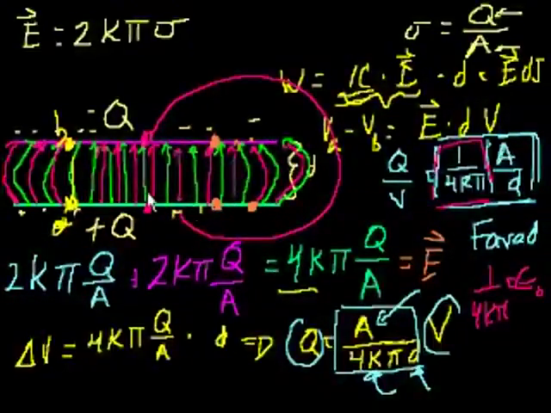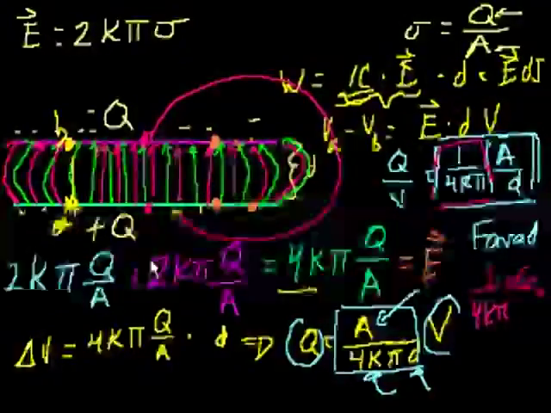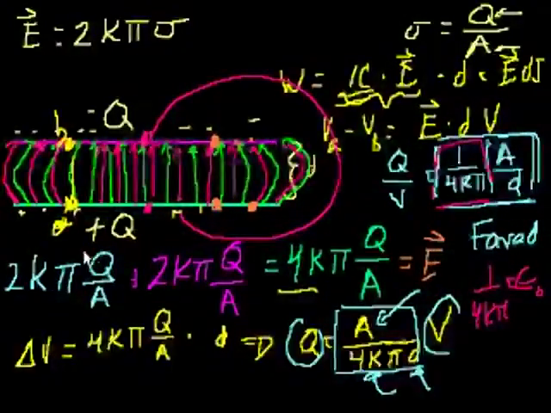And for any given configuration, it has a corresponding capacitance. And then given that capacitance, if I put some amount of charge, I can figure out the voltage, or if I know there's some voltage, I can figure out the charge.